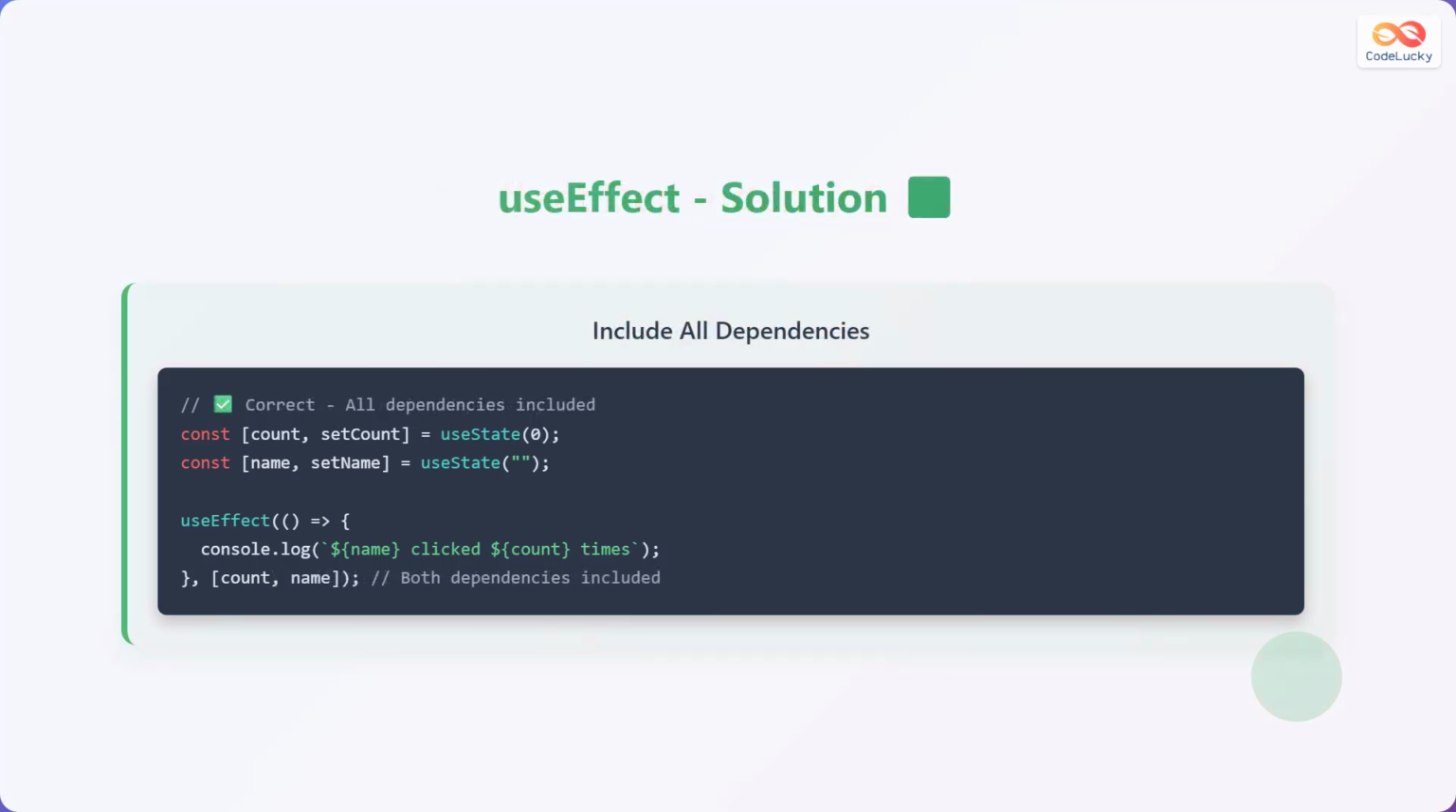To fix dependency issues, ensure that your dependency array includes all the variables that the effect depends on. Here's the corrected code. Now the effect will rerun whenever count or name changes, ensuring that the log message is always up to date. So, in the corrected code, we have included both count and name in the dependency array. This ensures that the useEffect will rerun whenever either of these values changes.